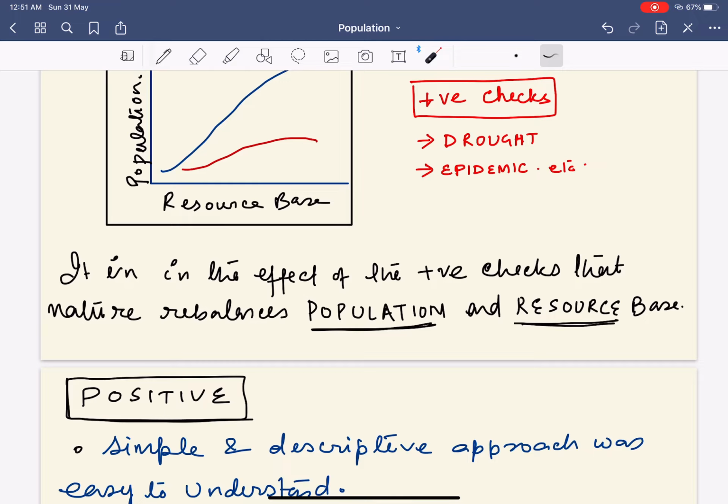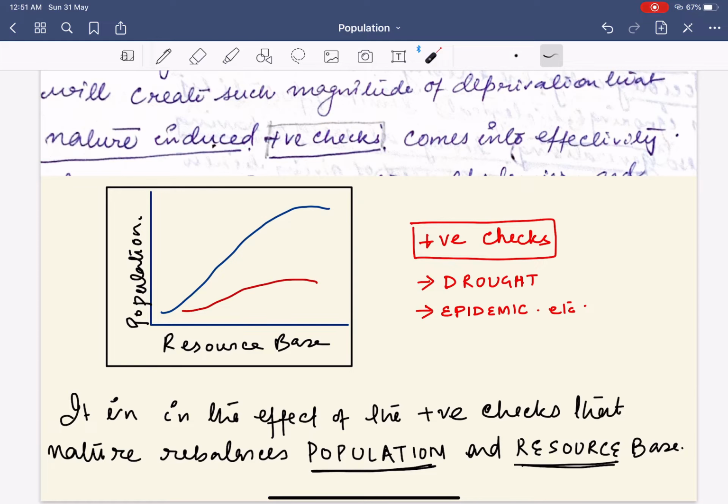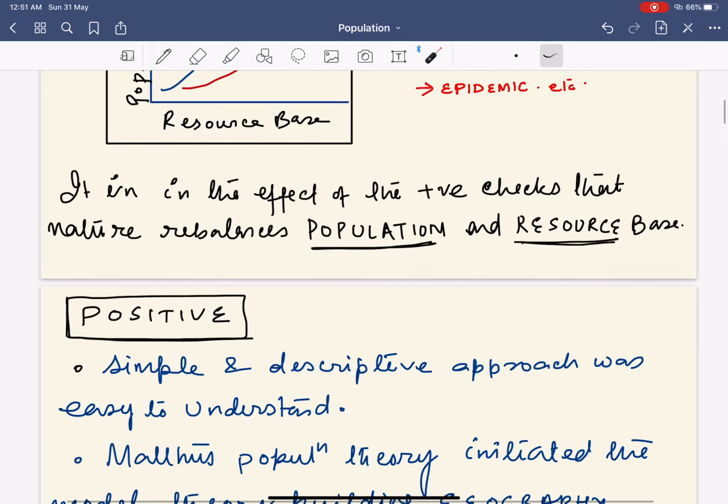Next, it is in the effect of the positive check that nature rebalances the population and resource base. Hence, what happens during a drought or an epidemic? Basically, most of the population is not able to survive, hence the population reduces. Now, let us analyze Malthus theory: what are the positive points and what are the negative points of Malthus theory.